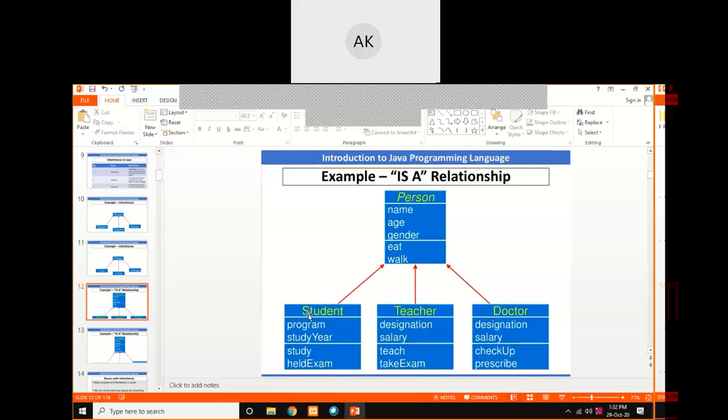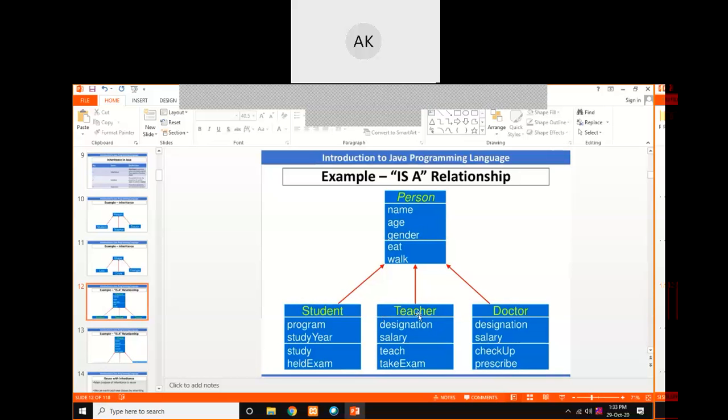Suppose I am creating an object for the student, let's say Student s1 equals new Student constructor. By means of the student object, I can call the data members and member functions of the person, without creating an object for the person. If the student is inheriting from the person class, then by having the object of the student class, you can inherit the properties of the parent class.